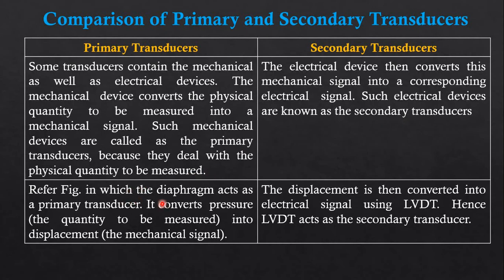Now referring to the same figure of the diaphragm acting as a primary transducer and converting the pressure quantity into the displacement quantity, that is the mechanical signal. On the other hand, the displacement is then converted into an electrical signal using the LVDT, that is, the linear variable differential transformer. Hence the LVDT acts as a secondary transducer.